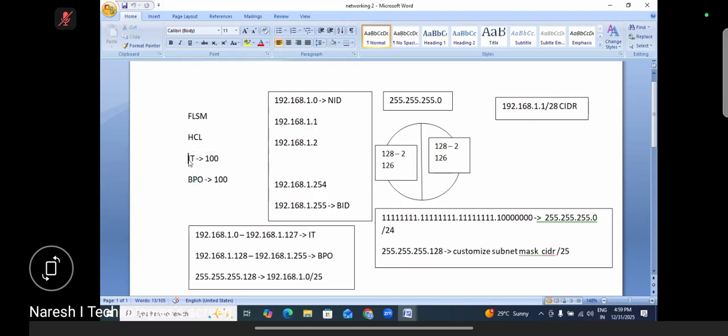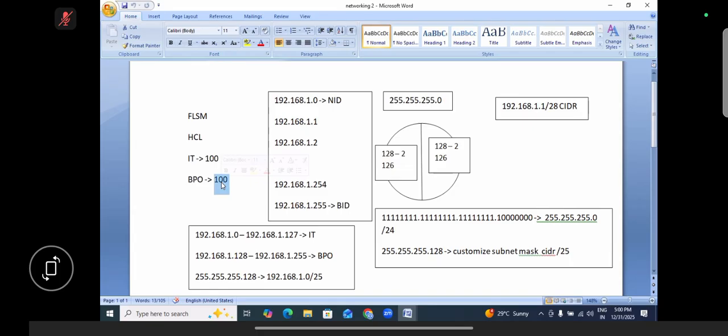In IT we have 100 people working as IT engineers, and 100 members working as BPO associates. BPO stands for business process outsourcing. IT you already know, please don't ask what is IT. So IT has 100 people and BPO has 100 people. Now we need to deploy the network for both departments.